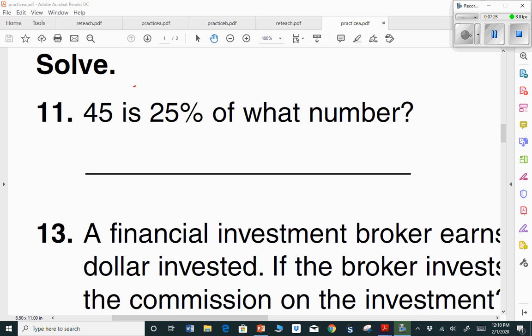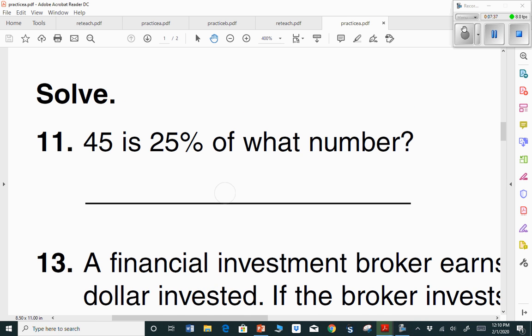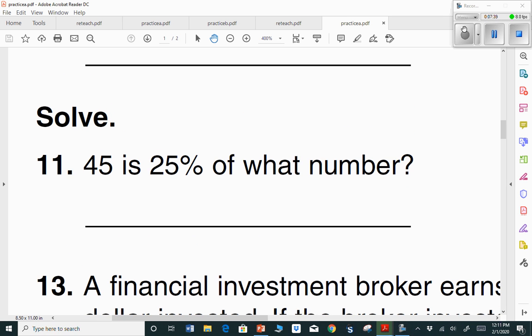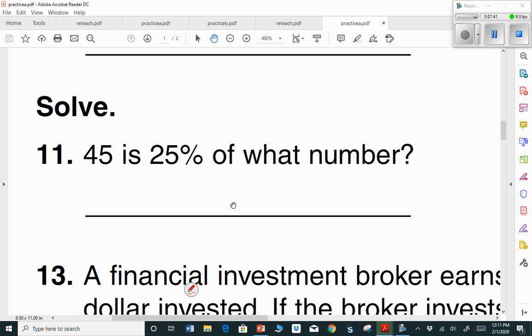Okay, now you're being asked to go ahead and solve. I would do this on lined paper, but that doesn't work very well for the purposes of my video. So I'm going to use the space that I have available to me here. I'm going to go ahead and set up a proportion for number 11.